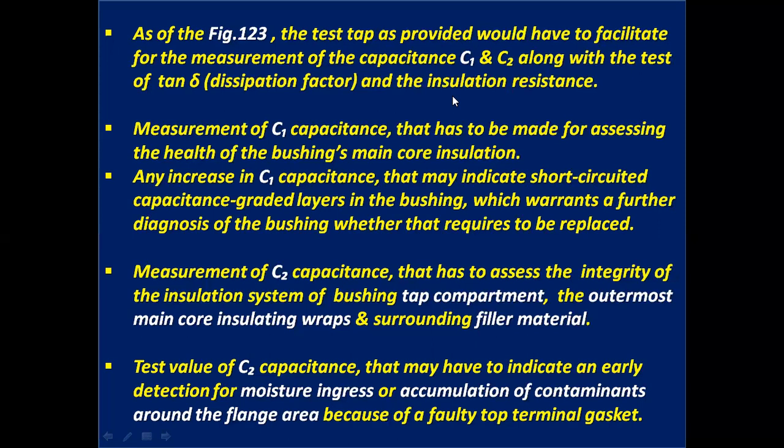Measurement of C2 capacitance assesses the integrity of the insulation system of the bushing, tap compartment, the outermost main core insulating wraps, and surrounding filler materials. The test value of C2 capacitance may indicate early detection of moisture ingress or accumulation of contaminants around the flange area because of faulty top terminal gaskets.